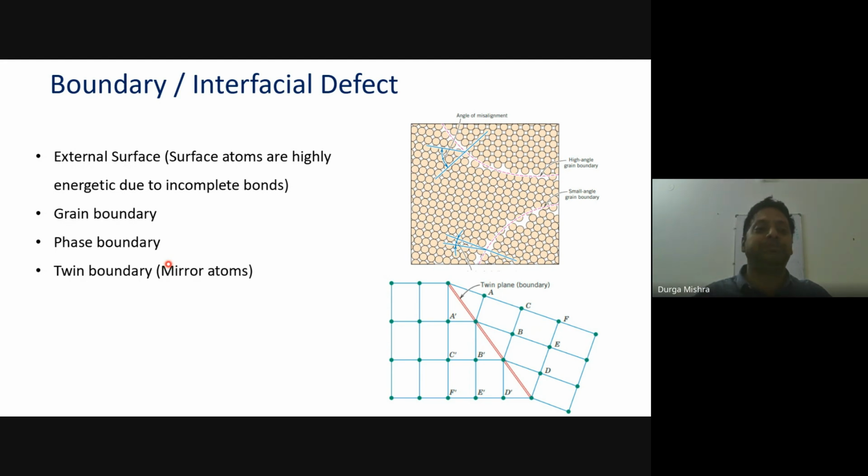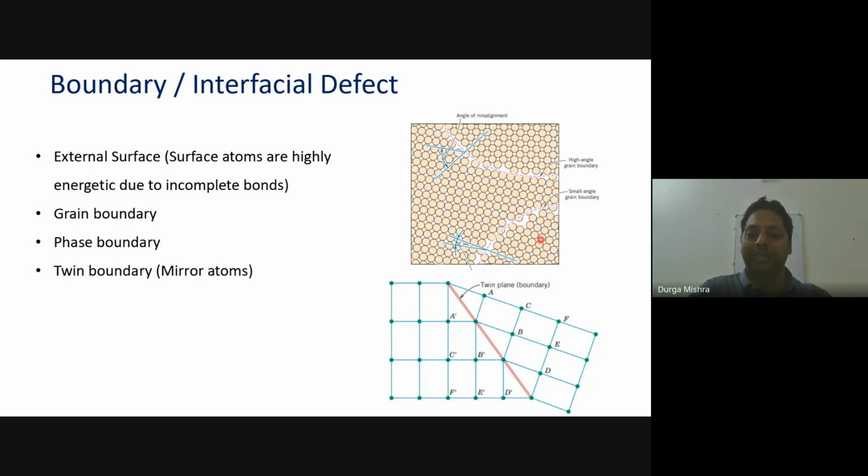So you have to stay with the surface atoms, which will create a high energetic state, and they can be useful, for example, in catalysis and so on. Then the second type is the grain boundary. We already discussed grain boundaries, because you have a polycrystalline material. Now different regions: this one grain meets another grain, for example.